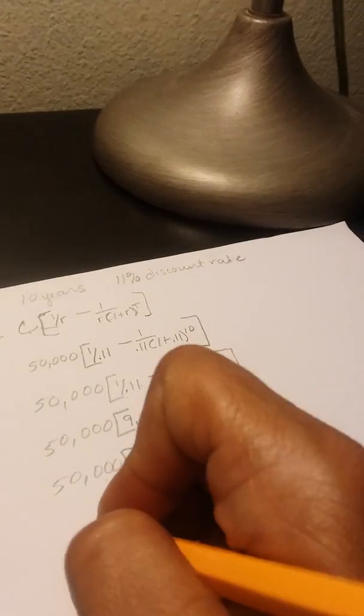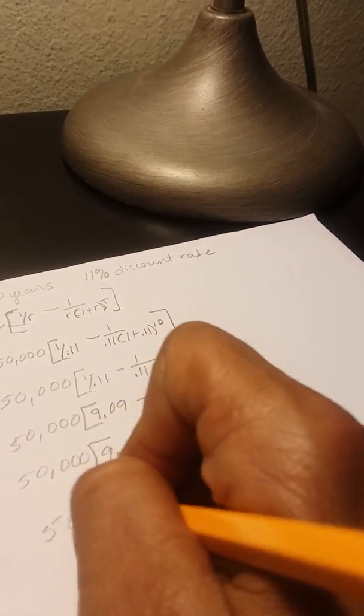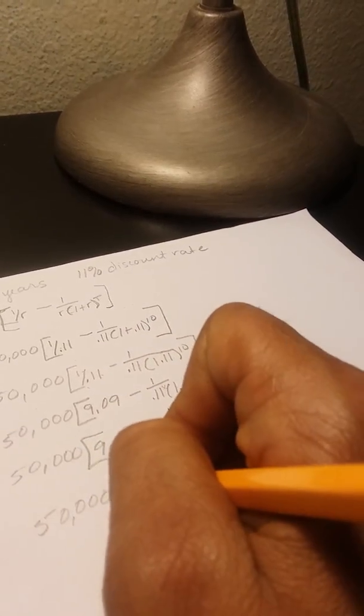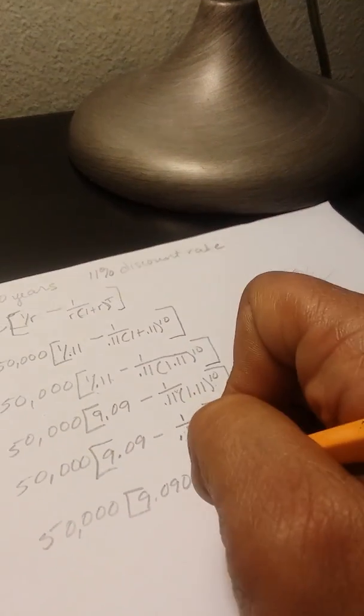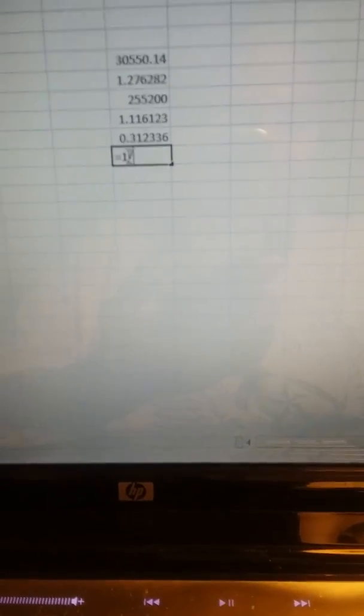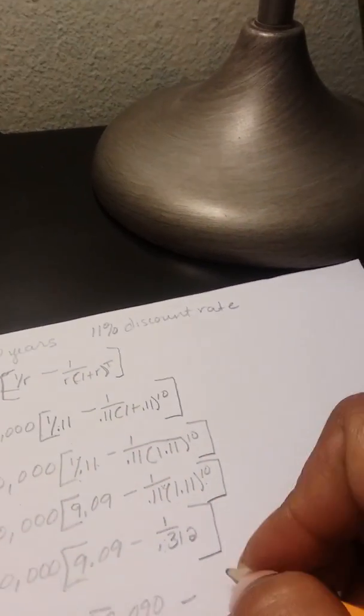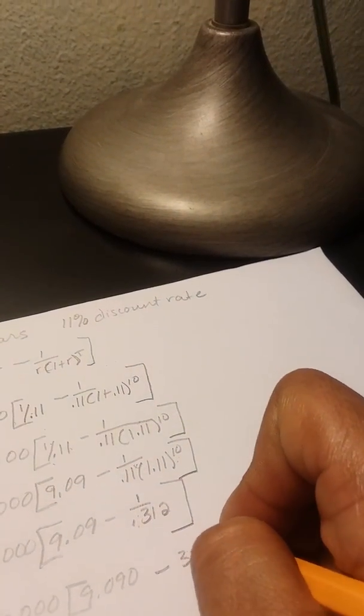So now we start to see that we've got R5. And we've got our 9.090 minus, and so we simply do that, your 1 divided by your 0.312. So throw it into a calculator, and it is 1 divided by 0.312. Move that out of the way so you can see a little bit better. And we get 3.205 minus 3.205 in your brackets.